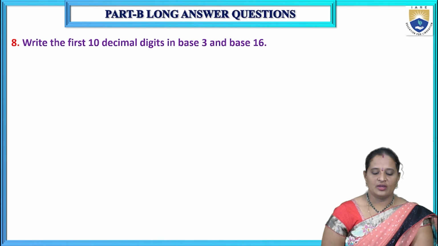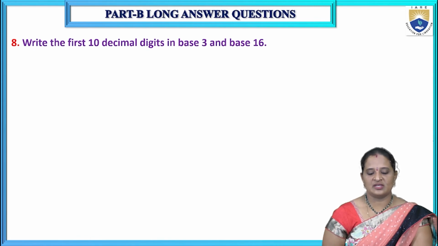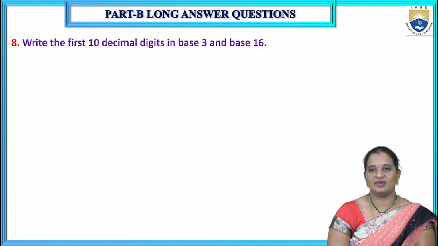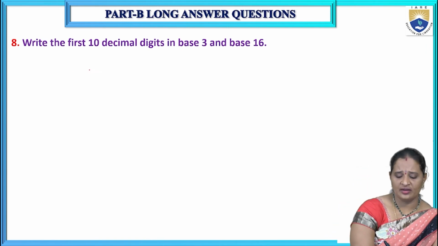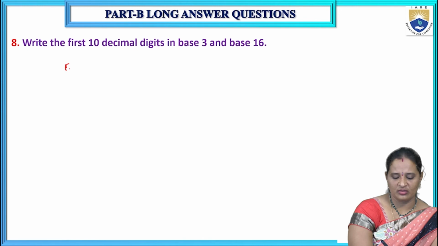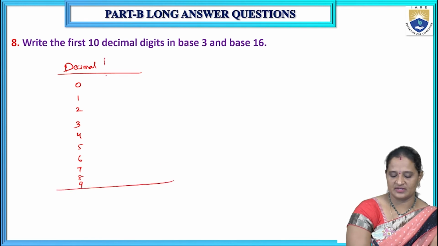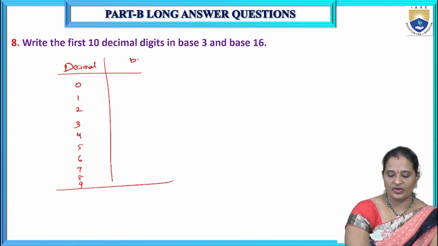And write down the first 10 decimal digits in base 3 and base 16. Base 3 means, here we have to write down the decimal numbers. What are the decimal numbers? First 10, that is 0, 1, 2, 3, 4, 5, 6, 7, 8, 9. So these are the first 10 decimal digits. Now in base 3, how can we represent? And then in base 16.